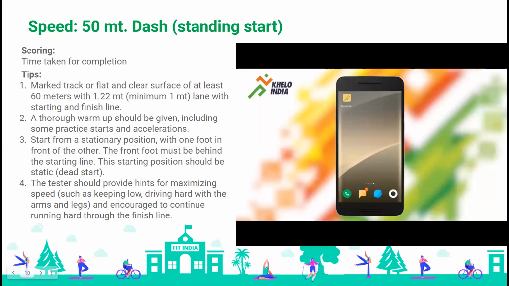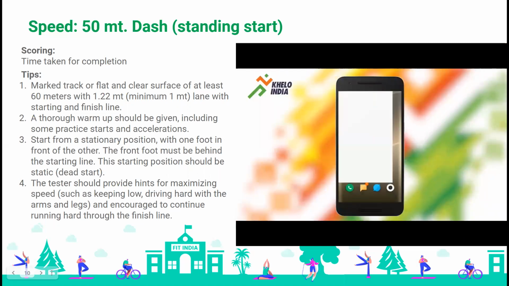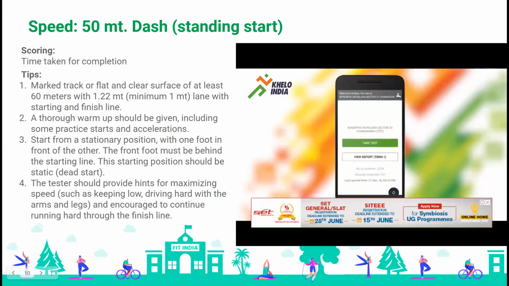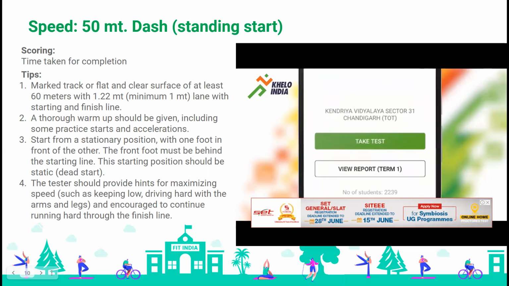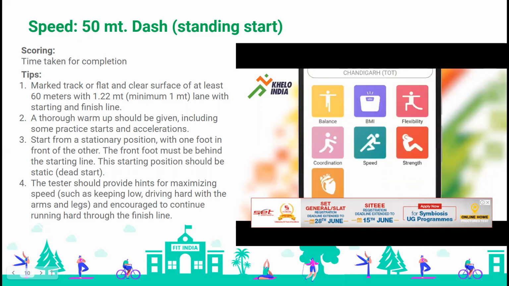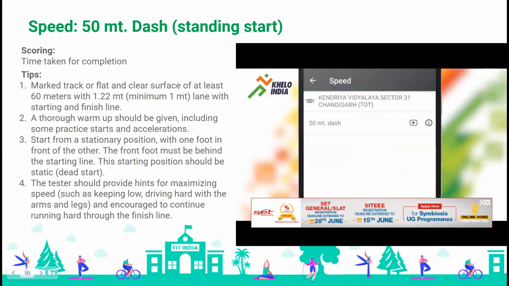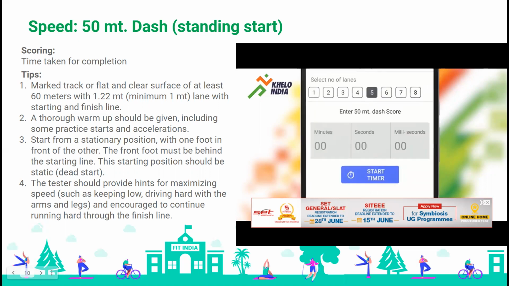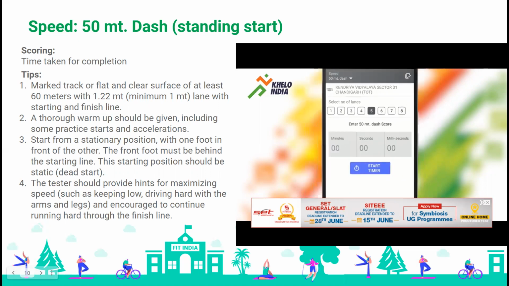To conduct the 50-meter dash test, first open the Khelo India Fitness Assessor app. Once the app is on, select the Take Test option. From various test options, select speed and then tap on the 50-meter dash option. Depending on the number of participants, choose the same number of lanes on the screen. The app is now ready for the 50-meter dash test.